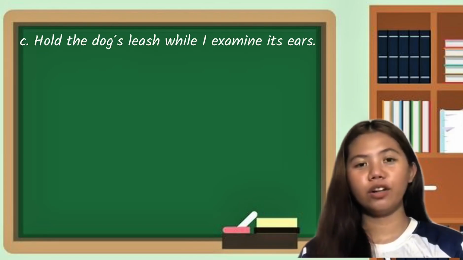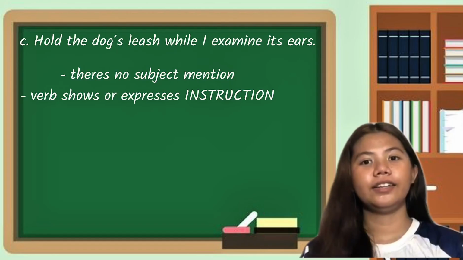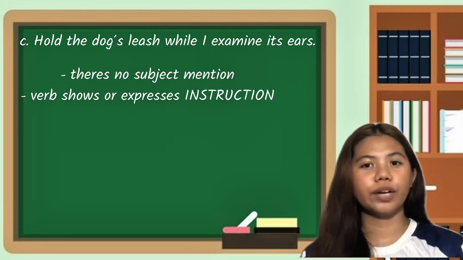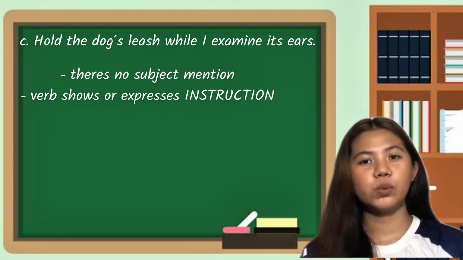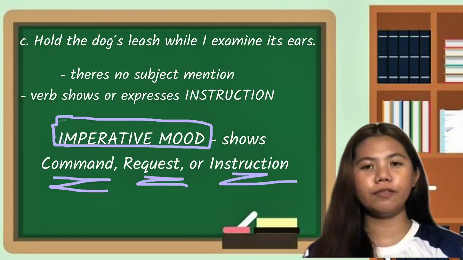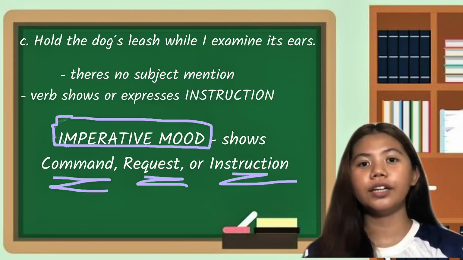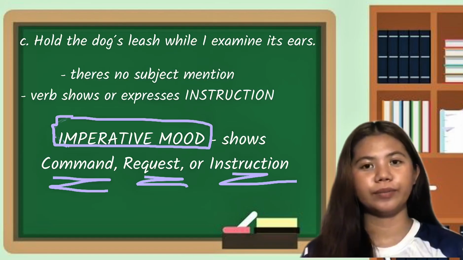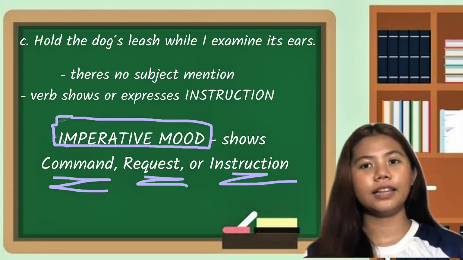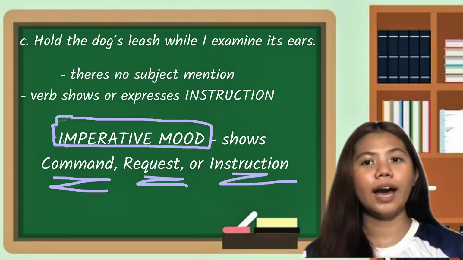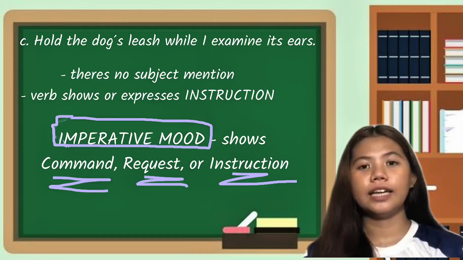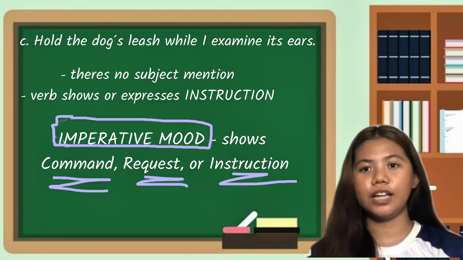This is another example of imperative mood. Again, there is no subject mentioned at the beginning of the sentence, and this verb expresses an instruction. As we have said in the definition, an imperative mood shows command, request, or instructions. So this is an example of imperative mood. Suppose your dog is sick and you take it to the veterinarian and he tells you, hold the dog's leash while I examine its ears. It means that he is giving you an instruction in this sentence, so therefore, it is said to be an imperative mood.